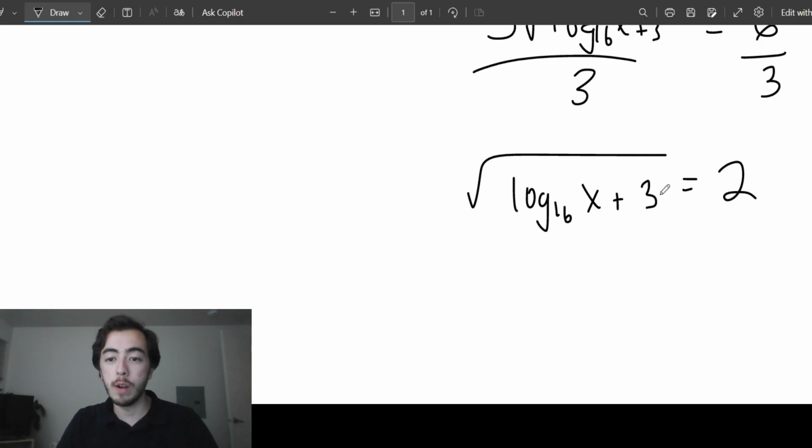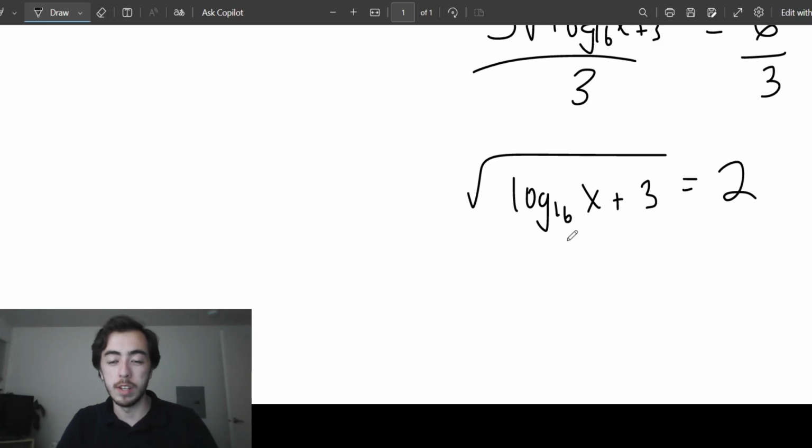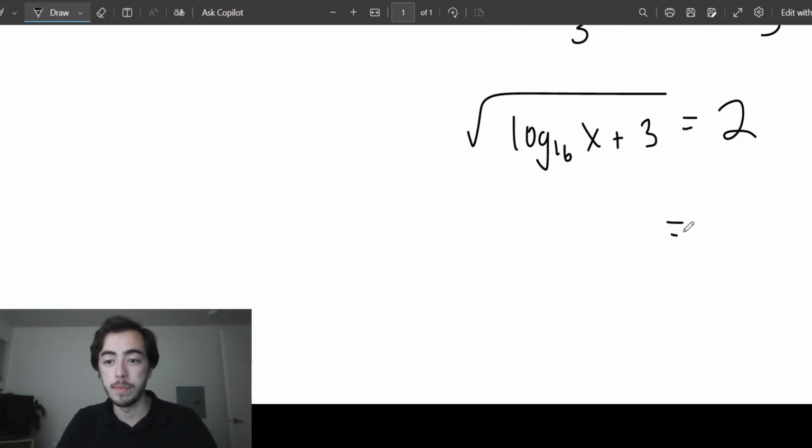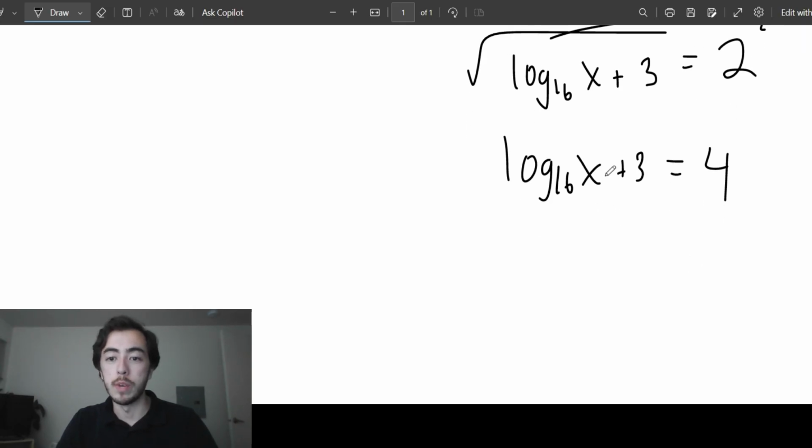And if we have the square root of some number and we're getting 2, the only way for us to get the number 2 is if all this stuff underneath the square root sign is 4. Or in other words, we could just square both sides of the equation and knock those out. We get log base 16 of x plus 3 equals 4. We have some number plus 3 is 4, so the only way for that to be true is if our number right here is the number 1. So log base 16 of x is 1.